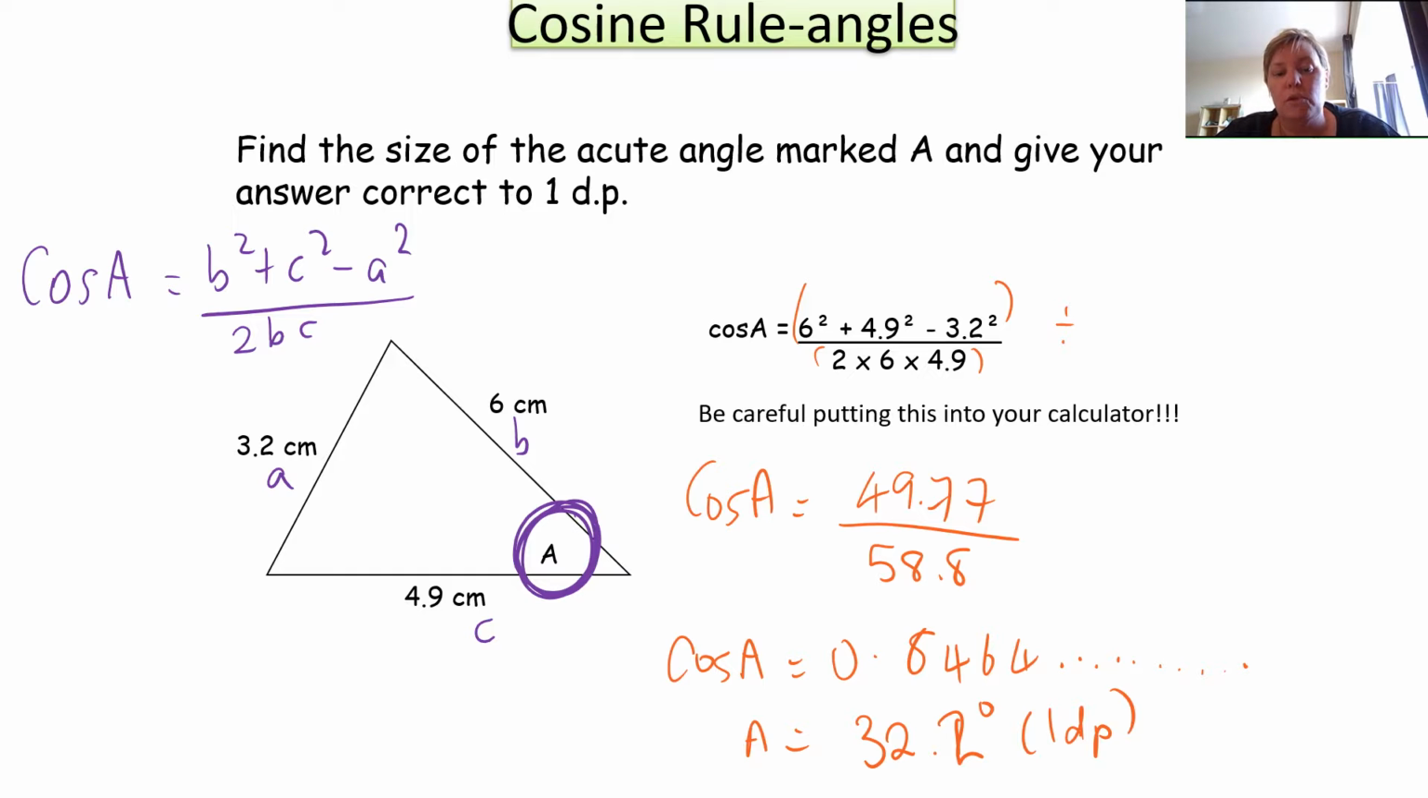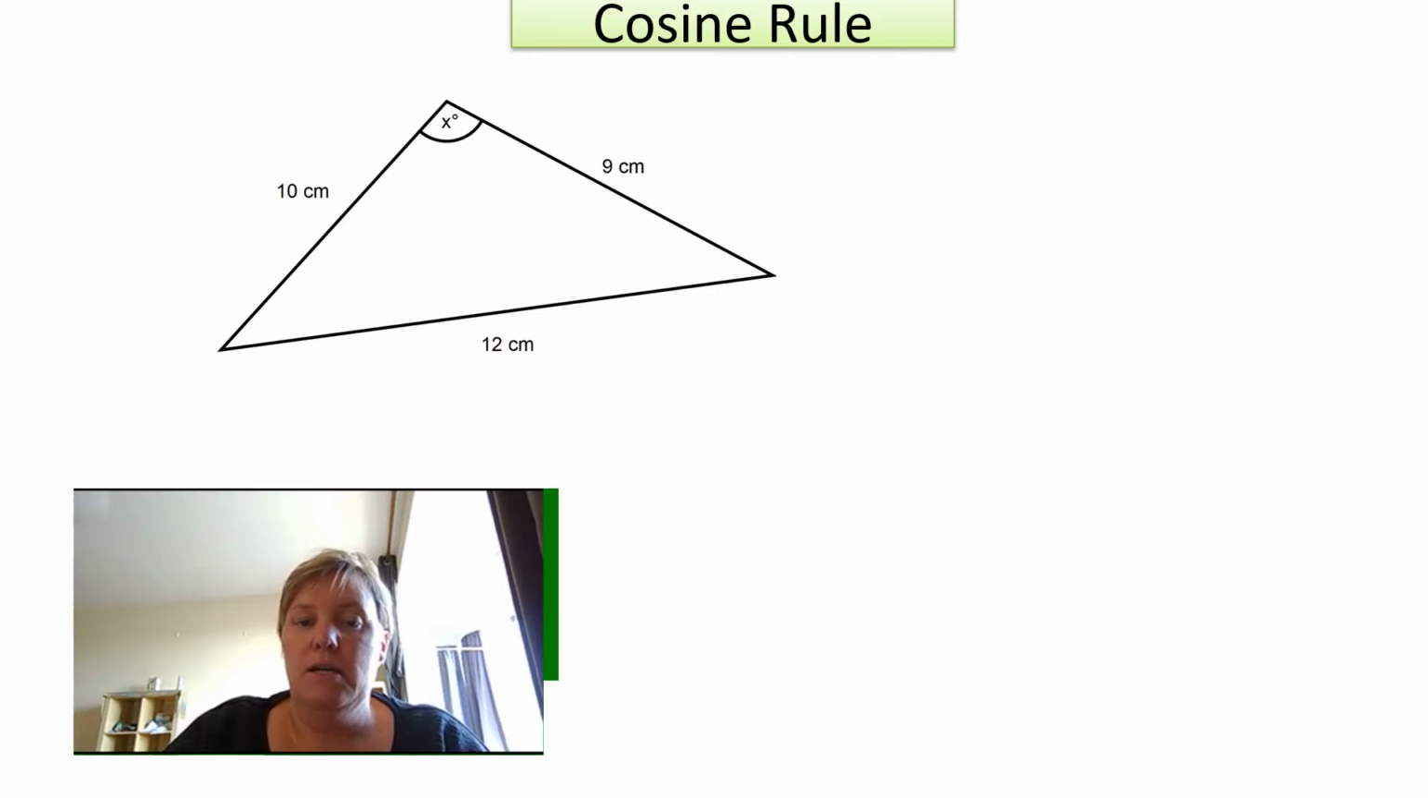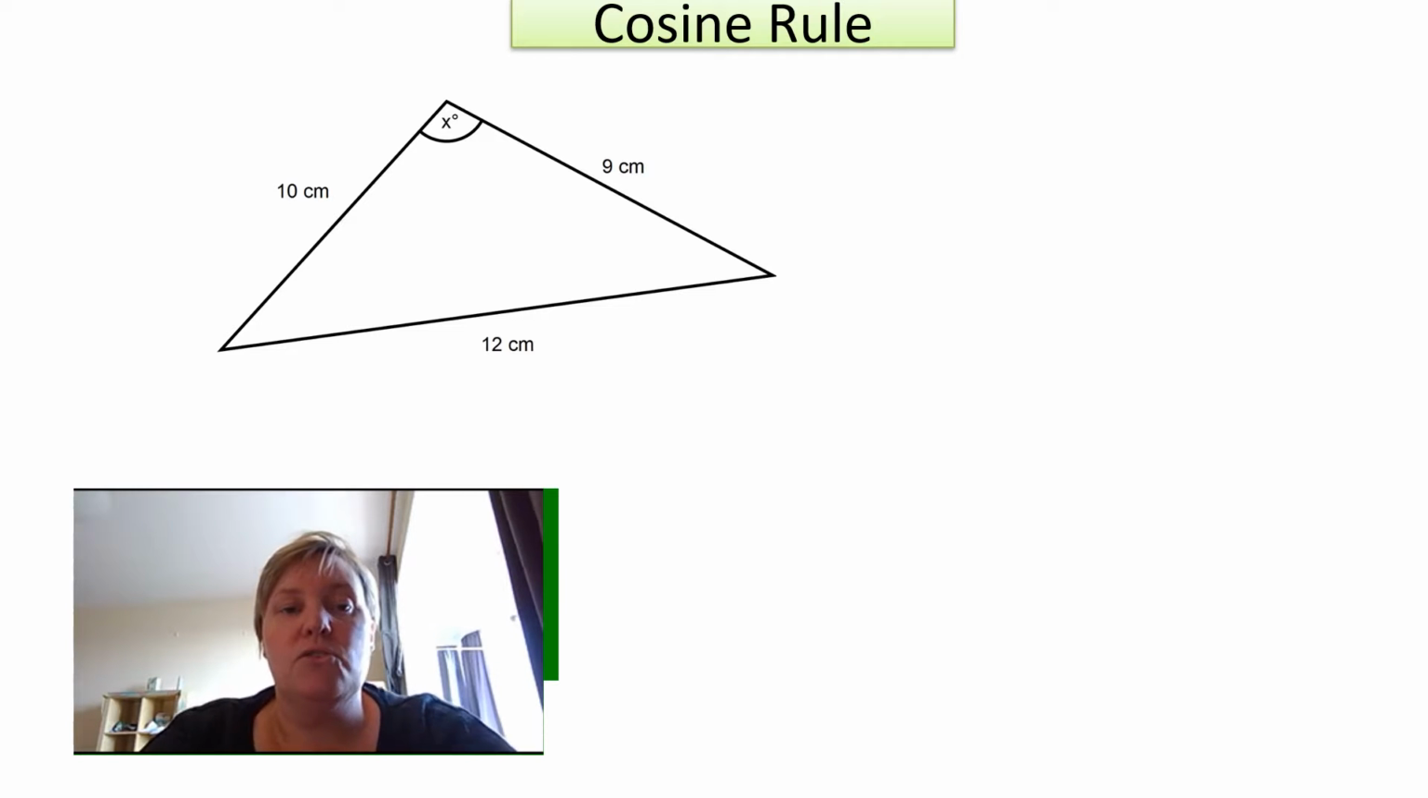This is also the smaller side. The 3.2 centimeters is the shorter side, and we know that shorter sides go with smaller angles. So that looks about correct. All right. Okay, so let's have a look at this triangle here.